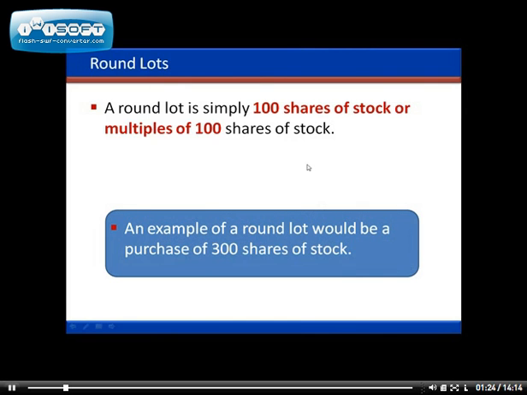Alright, so round lots. A round lot is simply 100 shares of stock or multiples of 100 shares of stock. An example of a round lot would be a purchase of 300 shares of stock, which consists of 3 blocks of 100 shares. Okay? So you bought basically 3 round lots of 100 shares.